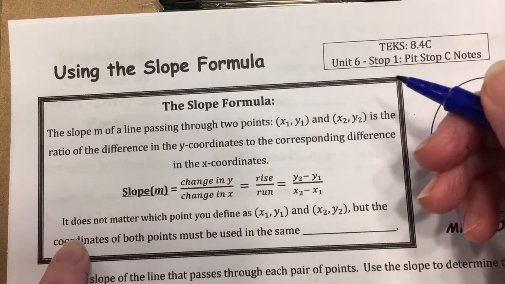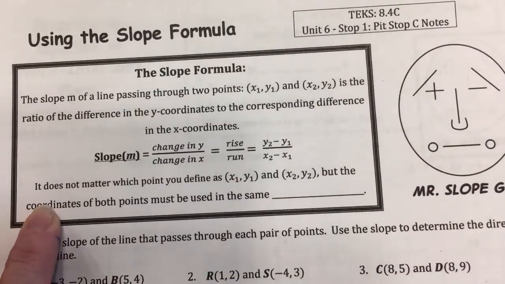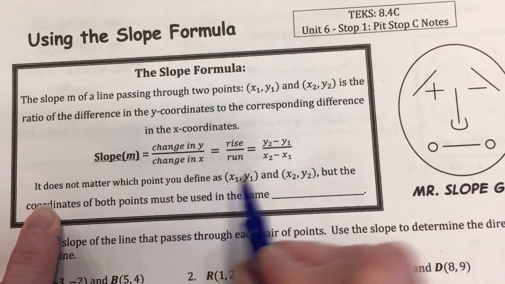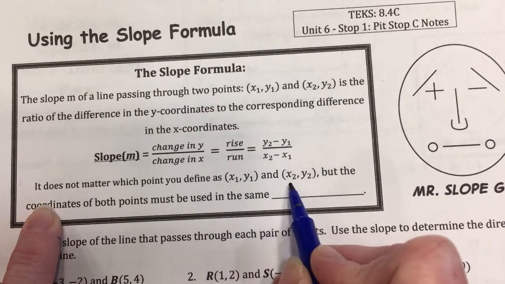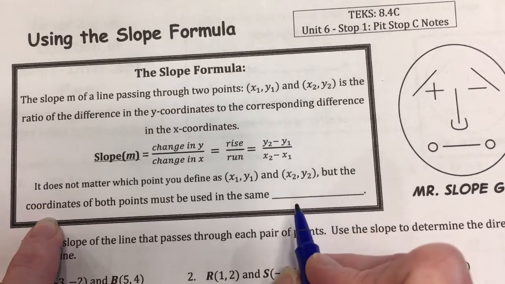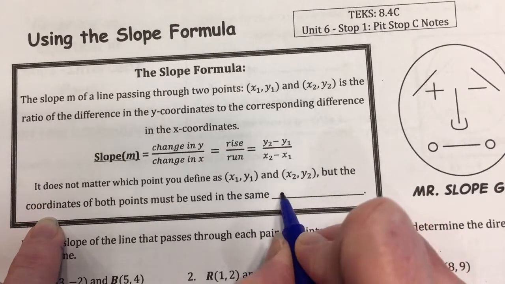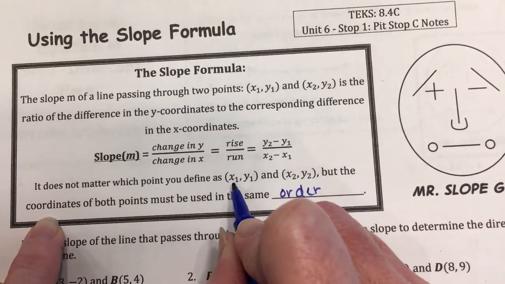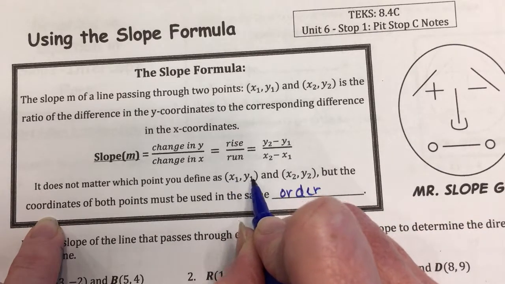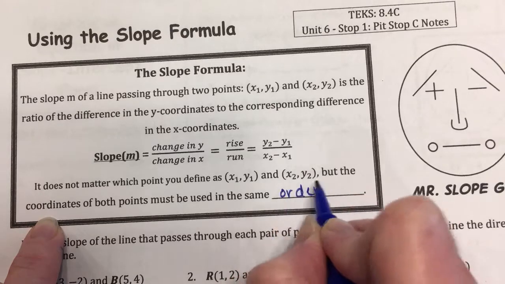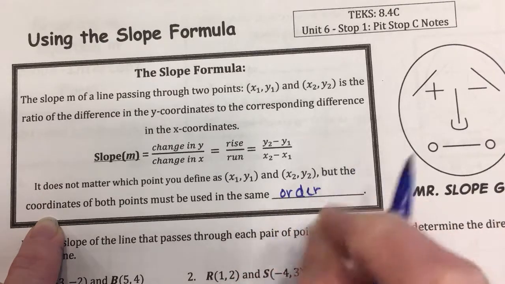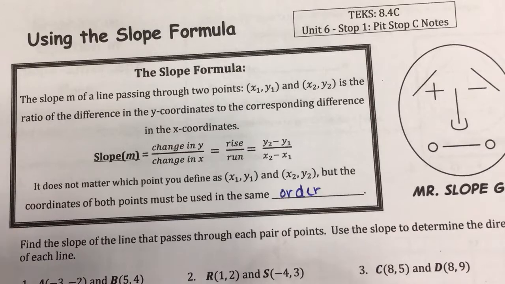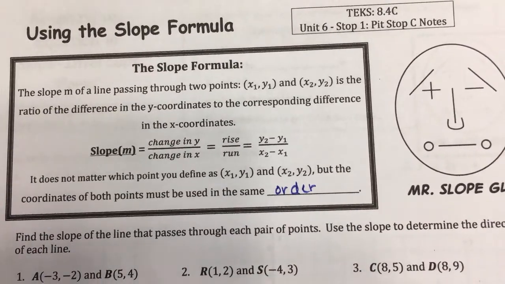Now, it does not matter which of the points you determine will be x1 and y1 and x2 and y2, but the coordinates of both points must be used in the same order. All right, so if you determine this point's going to be x1, then this has to be y1, okay? Or if this is going to be your x2, then this y has to be your y2, okay? So you have to keep those parts together. All right, so let's just practice how to use that.